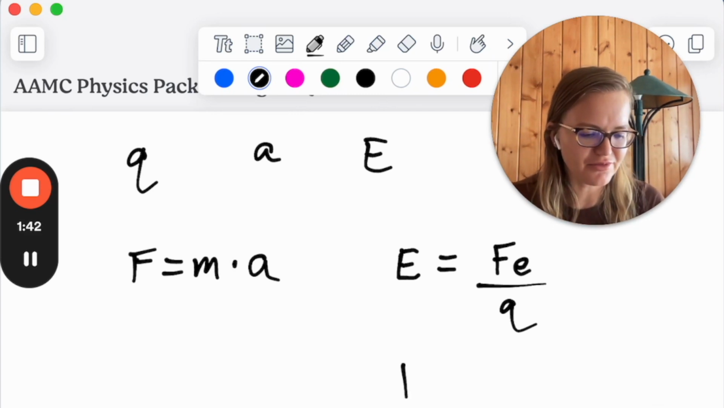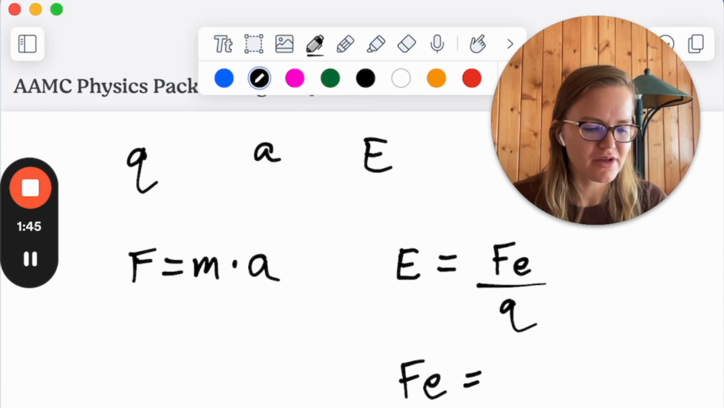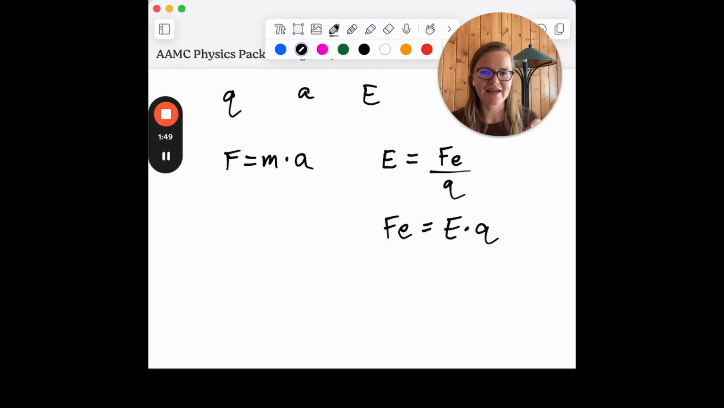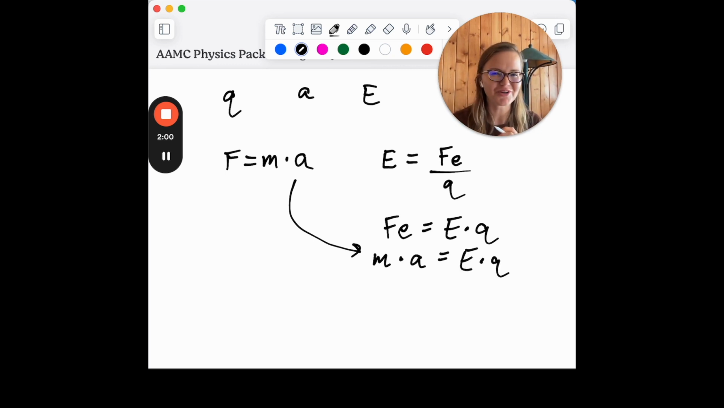Let's see. So if we solve for F sub E in this equation, we're going to get F sub E equals our electric field times our charge, or EQ. And now if we take our mass times acceleration from here and plug this in, we'd get mass times acceleration equals E times Q, equals our electric field times our charge. Now the question's asking about acceleration, so we want to ultimately solve for acceleration. So we're going to divide by mass here, and we'll get acceleration equals EQ divided by m.